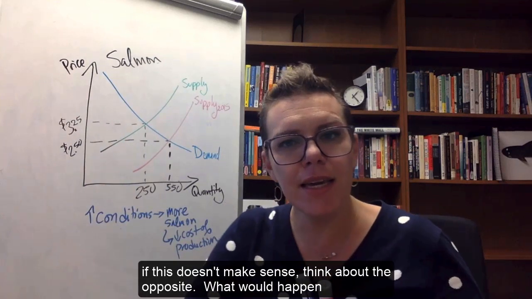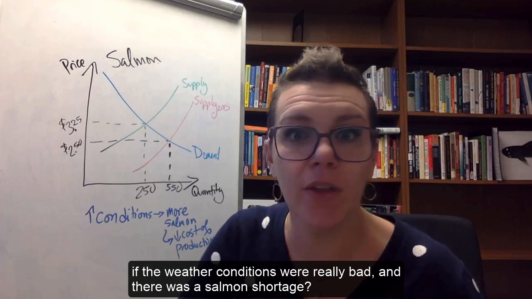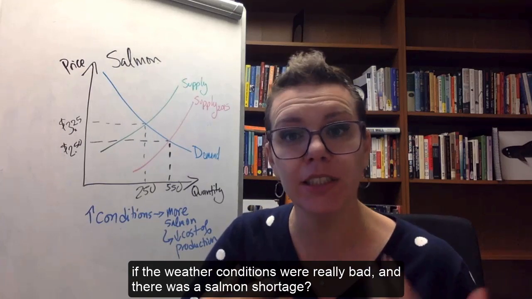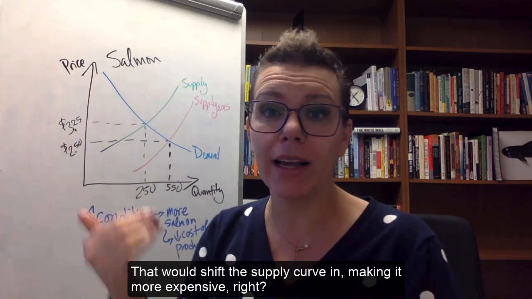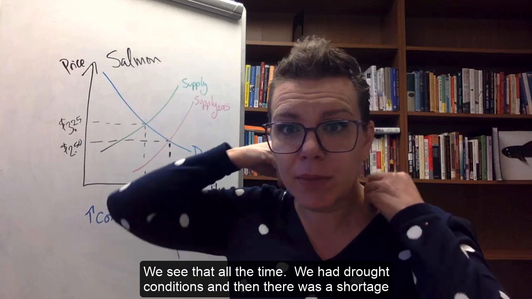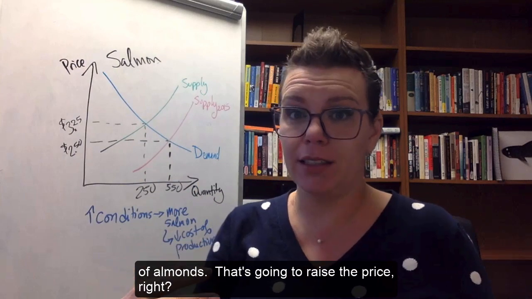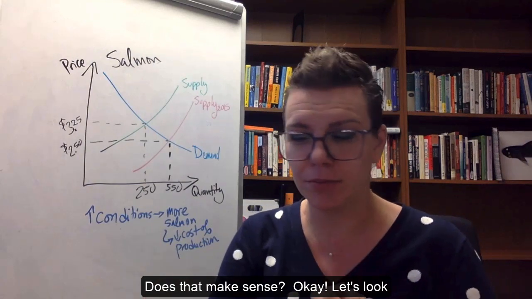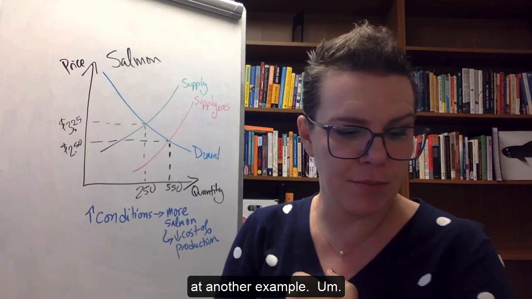And if this doesn't make sense, think about the opposite. What would happen if the weather conditions were really bad and there was a salmon shortage? That would shift the supply curve in, making it more expensive, right? We see that all the time. Drought conditions meant there was a shortage of almonds. That's going to raise the price, right? Does that make sense? Okay.